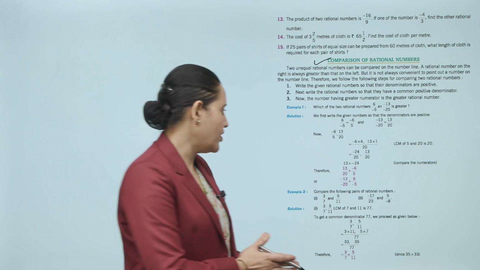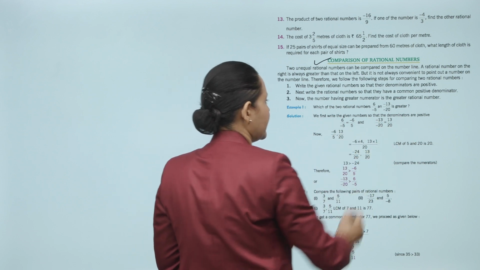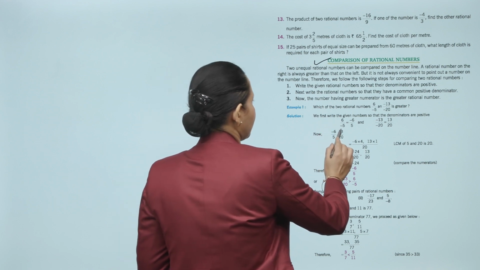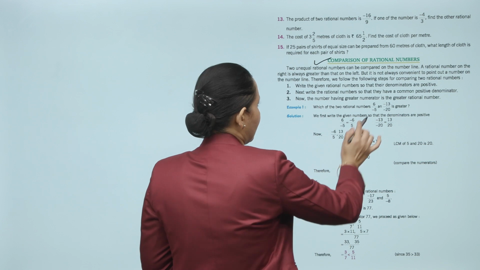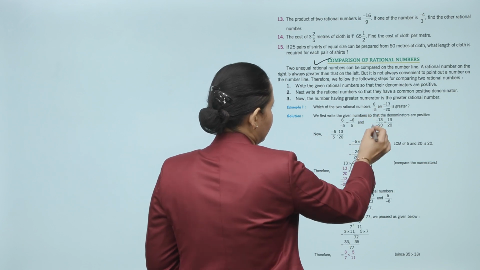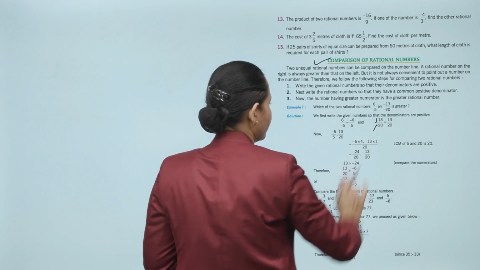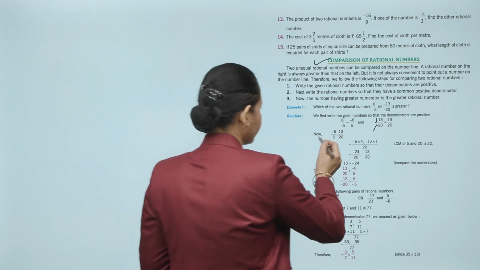Example लेते हैं, which of the two rational numbers 6 upon minus 5 and 13 upon minus 20 is greater? So, what will we do first? We first write the given number so that their denominator are positive. So, positive करना है हमें denominator. 6 upon minus 5, we can also write minus 6 upon 5, and minus 13 upon 20, minus 20. So, minus से minus cancel हो जाएगा, 13 upon 20. Now, both have positive denominator.